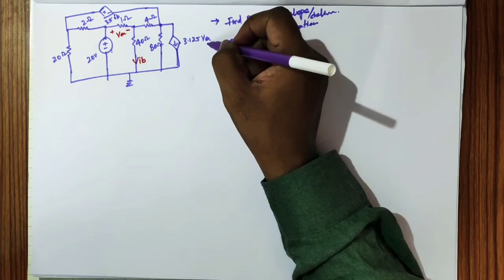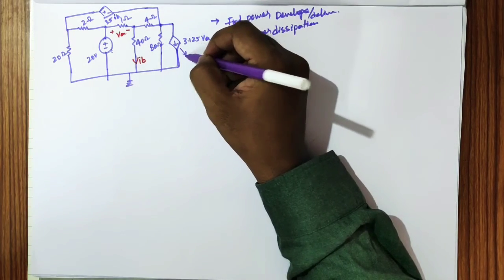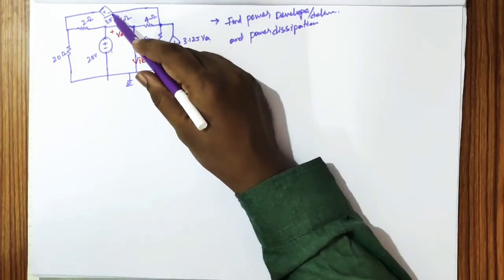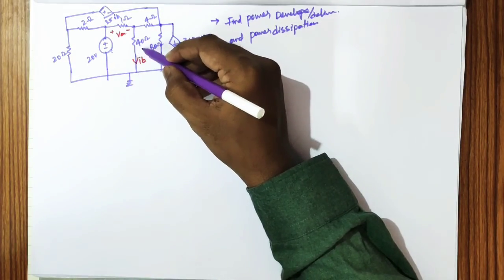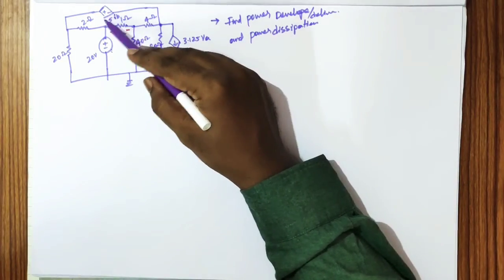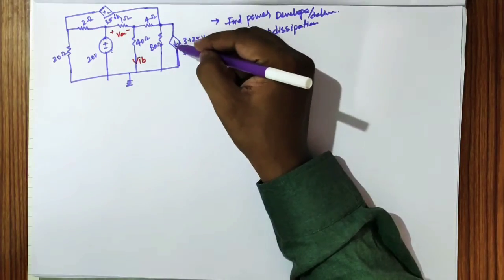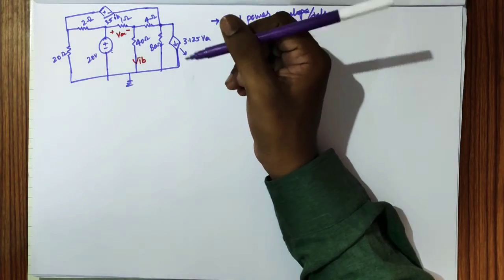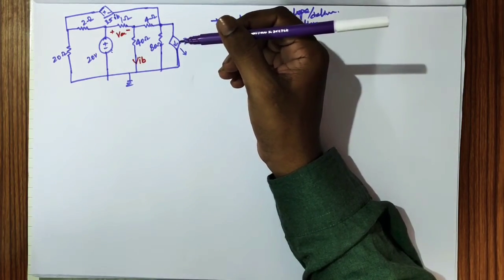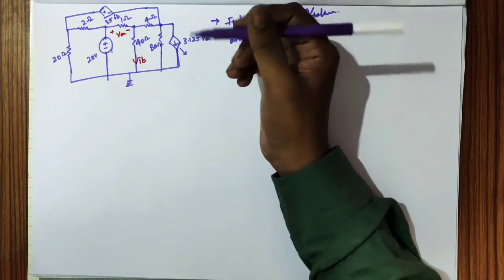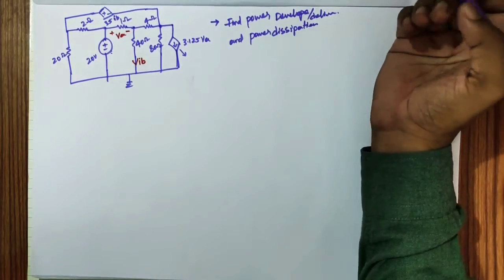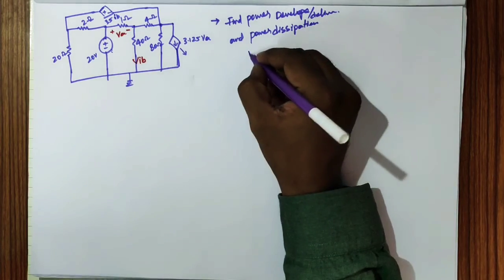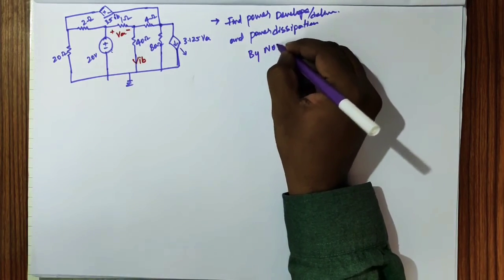So based upon this voltage, this current source is decided by the voltage across 1 ohm, and this voltage source is dependent on the current through 40 ohm. In some cases this acts as a load, and in some cases it acts as a source. So let us find which elements are acting as a source, which are acting as a load, and how the power is dissipated. The question is: find power delivered and power dissipated by node analysis.